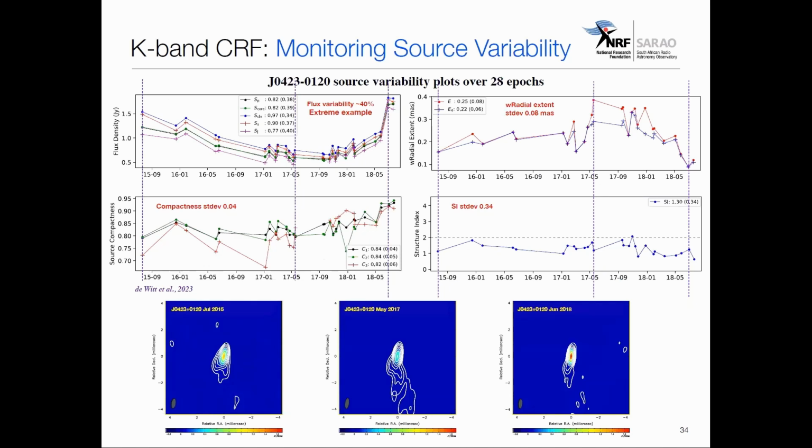We also monitor source variability. So how do these sources change over time? That is very important. They can change significantly, and it's important for us to monitor how they change for our reference framework. So these are just some examples. This is an example of a source that we observed over all 28 epochs. And the flux variability actually here is 40%, but this is an extreme example. Then also the compactness that I just talked about, the radial extent, and the structure index monitored over all 28 epochs.